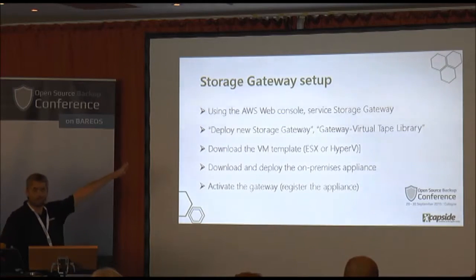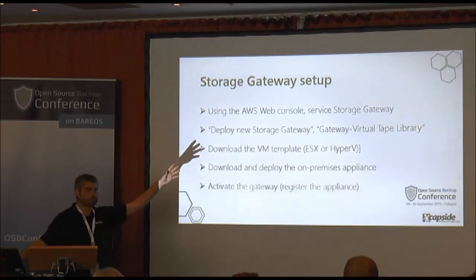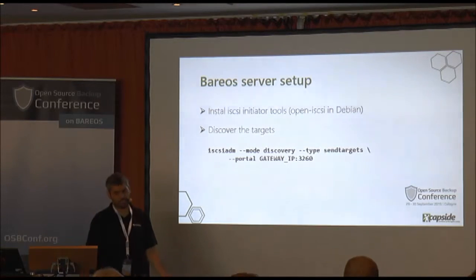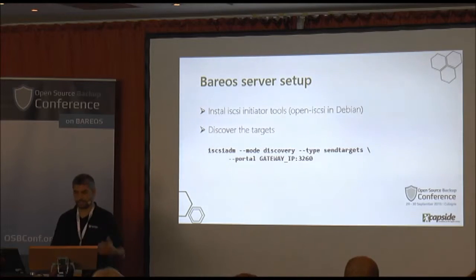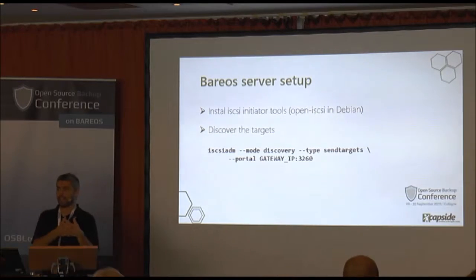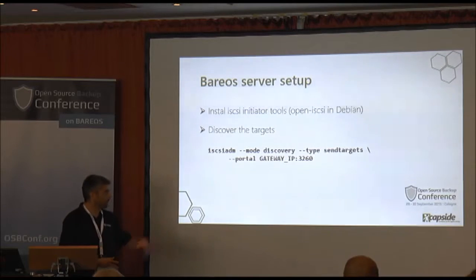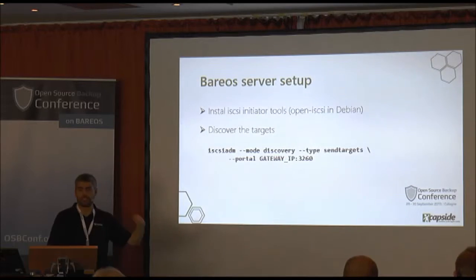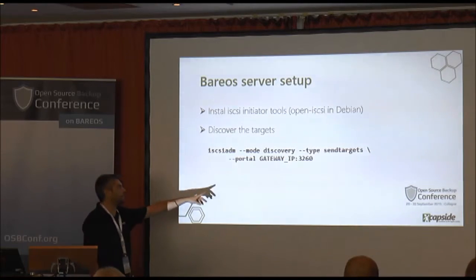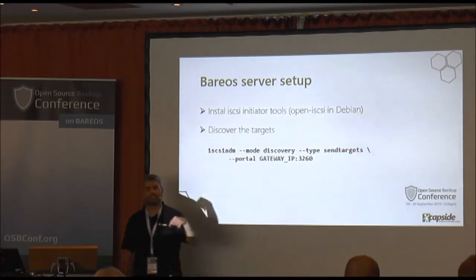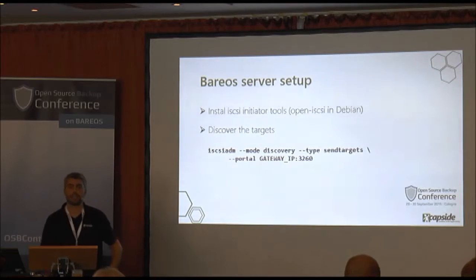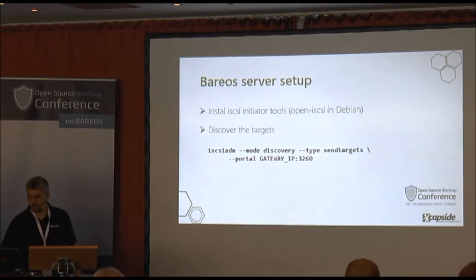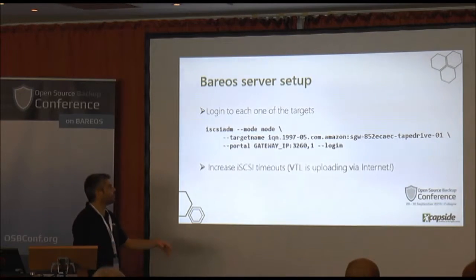Okay, once we have this appliance working, we have to configure Bareos. How do we configure that? It's much easier. You just install the iSCSI initiator tools. In Debian, the package is called open-iscsi. And then you discover the target. This would be the internal IP of your appliance, it's a local network.